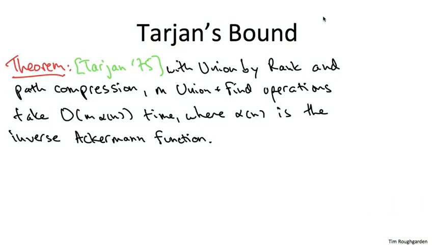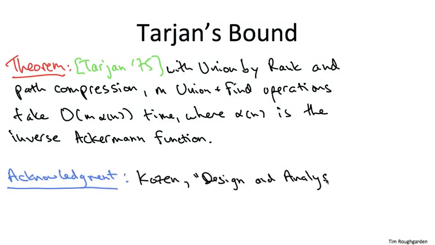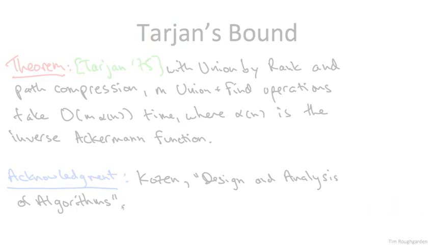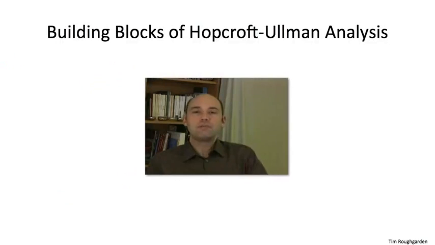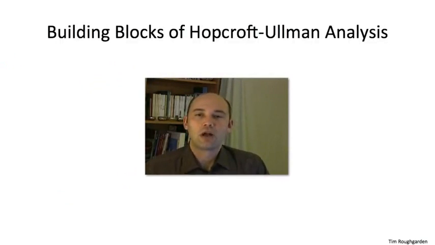I want to give a shout out here to Dexter Kozen's beautiful book, The Design and Analysis of Algorithms. It is his analysis that I will be following closely here. So it's true that merely stating Tarjan's bound is non-trivial. We had this entire video defining the Ackermann function and its inverse so we could make sense of the statement. That said, we're well positioned to prove Tarjan's bound.